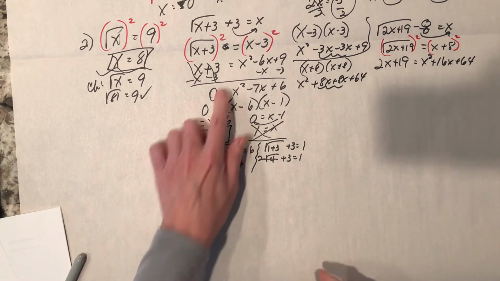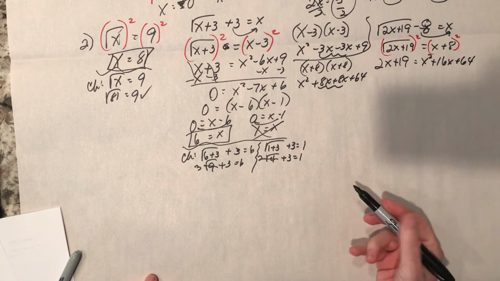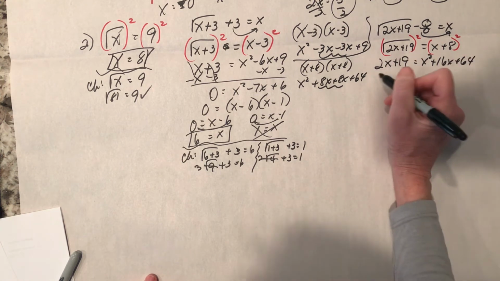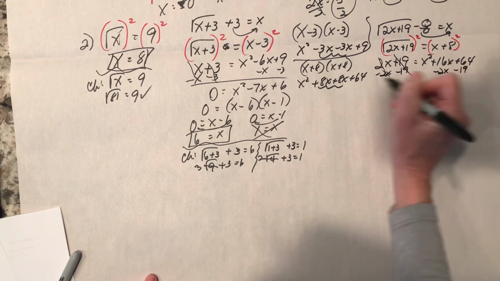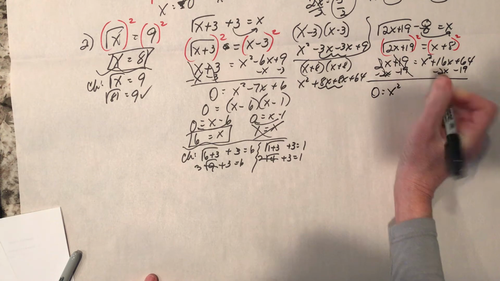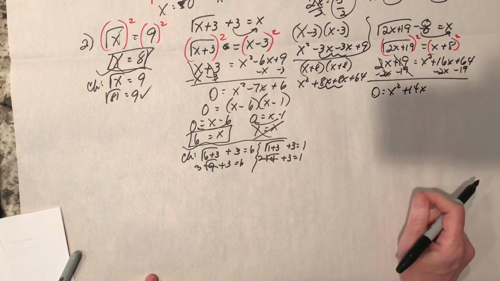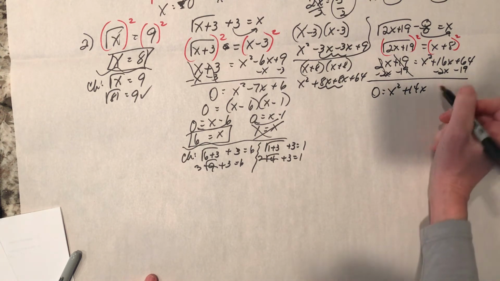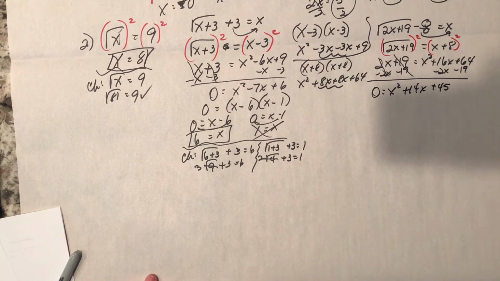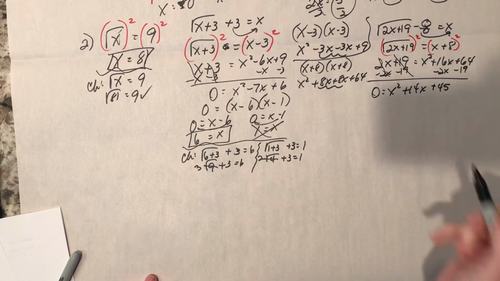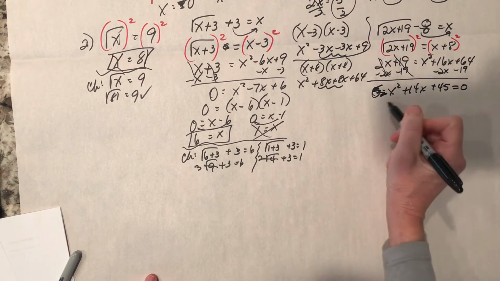Now we're at the same place we were at this previous problem. We need a 0, and the x squared is positive on that side, so let's bring the 2x and the 19 over to join the right-hand side. X squared plus 14x, and then 64 minus 19, 45. So there, we've got our 0. And you can move that 0 to the right-hand side if you would prefer it over on this side. No problem. So now let's factor.